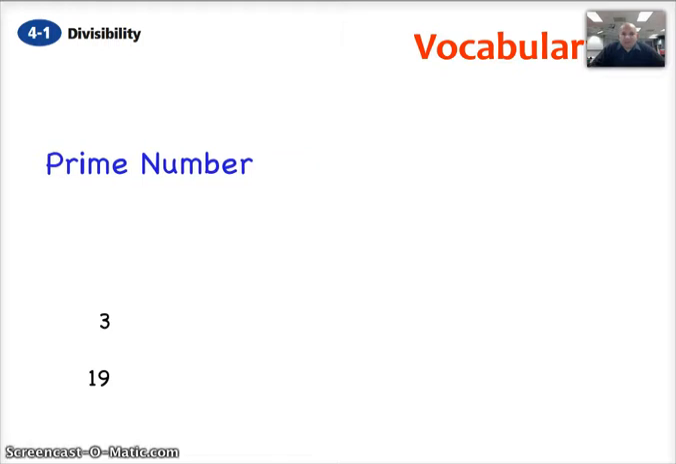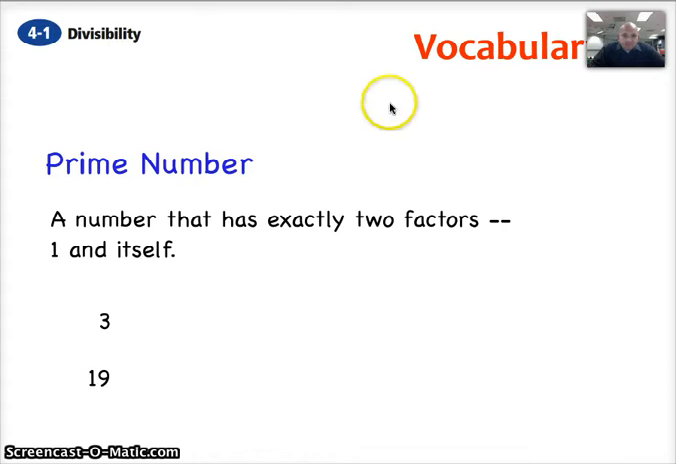Let's look at prime numbers then. Prime numbers have exactly two factors, 1 and itself. The only factors of 3 are 1 and 3, exactly two factors. 1 times 3 is 3. There's no other whole numbers that when multiplied together will give us 3. So exactly two factors here.